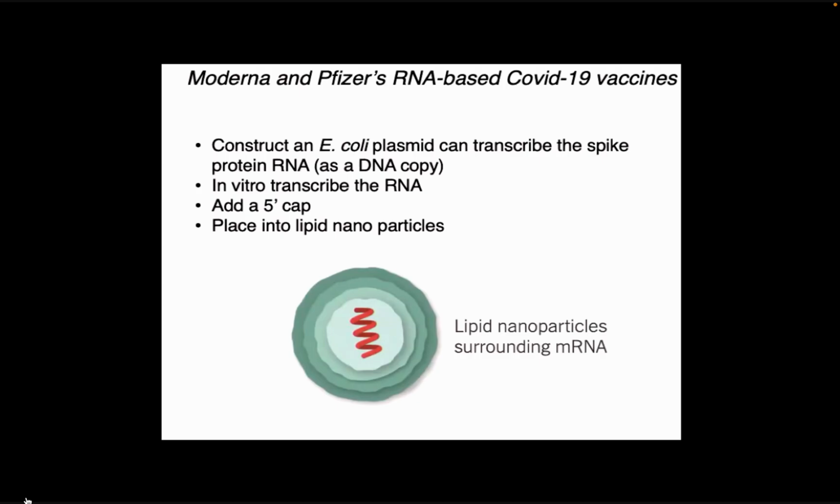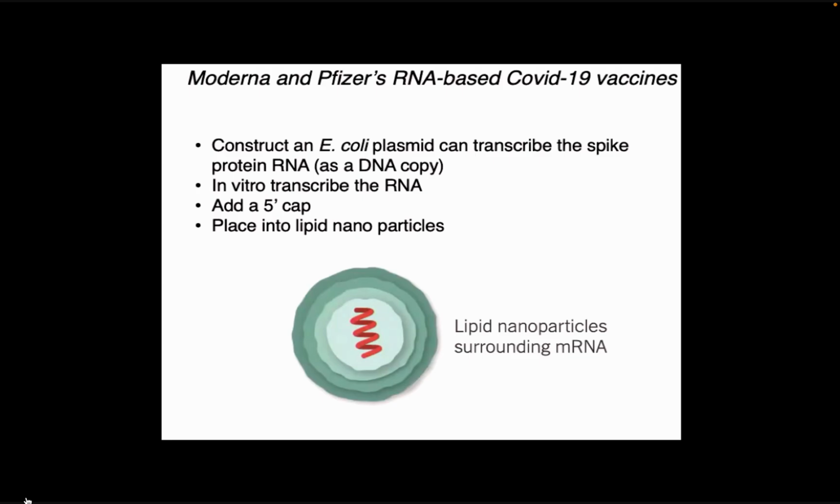So they have a special plasmid that can be transcribed in a test tube using an in vitro transcription system to make lots of RNA copies of the spike protein RNA. So you use the plasmid in vitro transcription to make lots of copies of the RNA. Now you've got a lot of copies of the spike protein coding RNA.